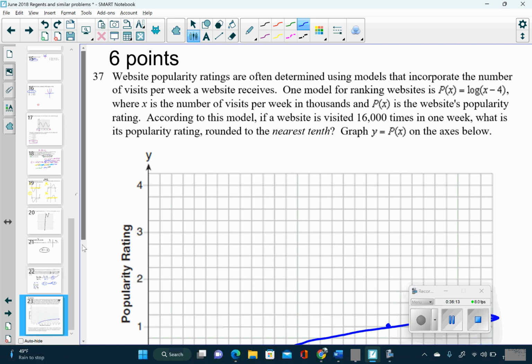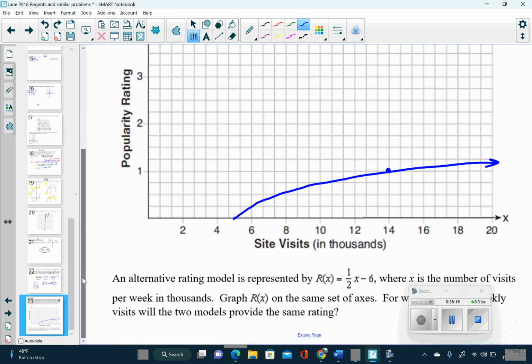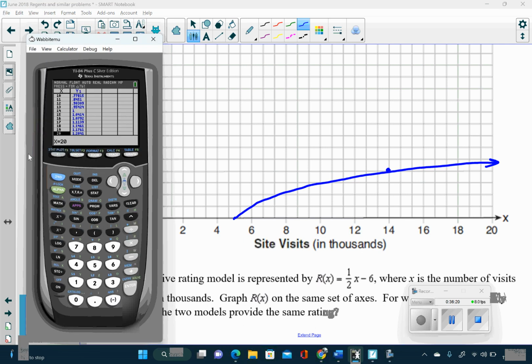And then if you keep reading, it says an alternate model is represented by this function right here. So I'm going to go ahead and go to my y equals and type my second function in, which is 1/2 x minus 6.